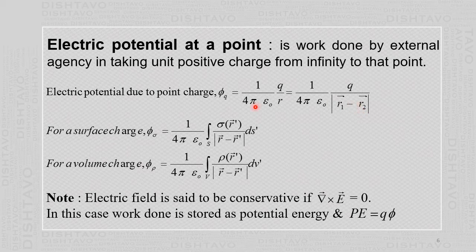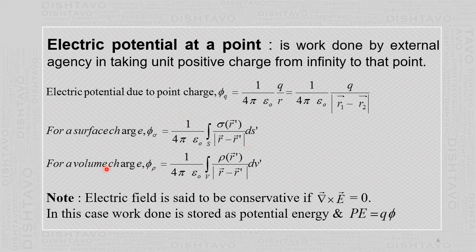Now similarly, for a surface charge distribution, first you have to find the potential due to the charge element of that surface charge distribution, and then you have to integrate over that surface. That is, you have to take a double integral or a surface integral. So for a surface charge distribution, the potential becomes 1 upon 4 pi epsilon 0 integral, where the element charge is replaced by the surface charge density into the area of that charge element, divided by the distance, modulus of vector r minus vector r dash.